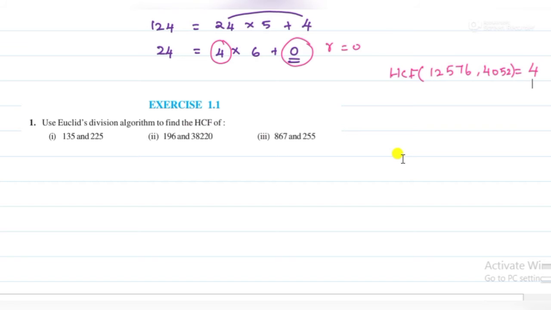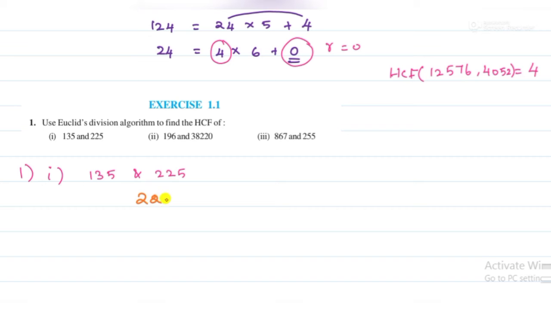Now let us move on to exercise 1.1. First question: use Euclid's division algorithm to find the HCF of 135 and 225. So we have taken two numbers 135 and 225. So 225 can be obtained by multiplying 135 once plus the remainder 90. Now do the process once again for 135 and 90.